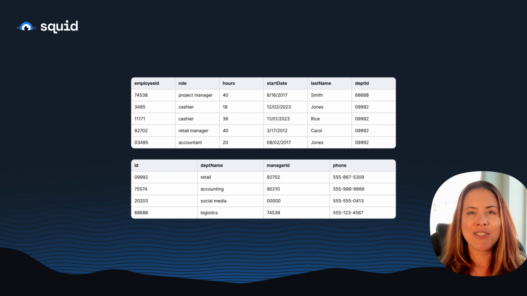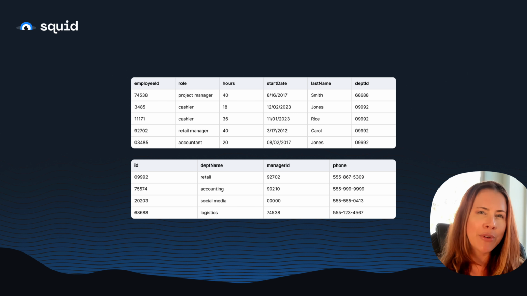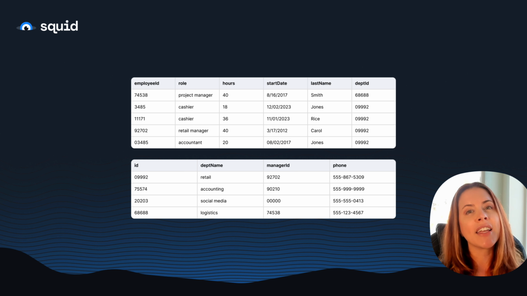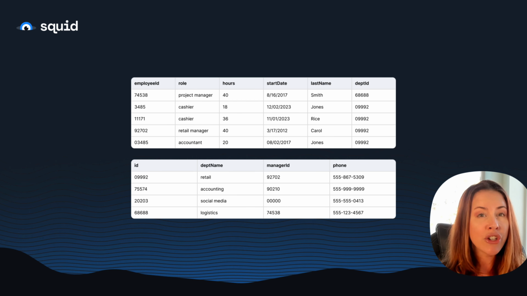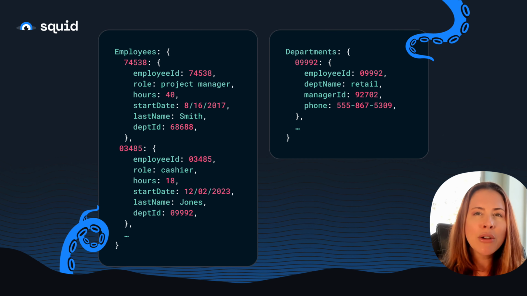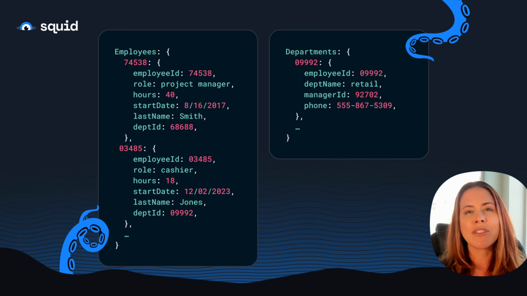A join clause is used to combine data rows from two or more tables based on a related column between them. Take these two sets of data. First, we have a table of employee data. Each row is a different employee, and each column is an attribute of that employee. We have the employee ID, their job role, their number of weekly hours, the ID of the department they work in, the date they started, and their last name. Then we have a table of departments. Each department has an ID, a department name, the employee ID of the department manager, and a phone number. In a NoSQL database, this same set of information would look like this.